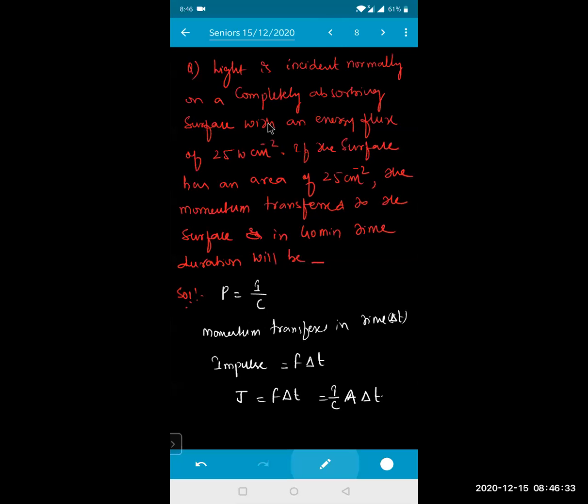Good question. Light is being incident on the completely absorbing surface with an energy flux of this much. Energy flux means intensity, power per unit area. If the surface has an area 25 centimeter square, the momentum transferred to the surface in 40 minutes is? Momentum is nothing but impulse, which is force into delta t. Force acting is pressure into area, and pressure is intensity by c. Simplify that and I'll get the answer for the given condition. Good question.